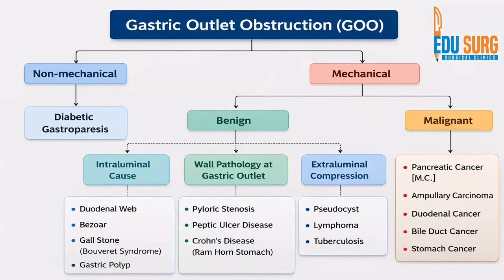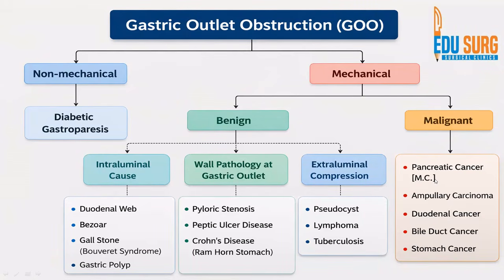So when it comes to causes of gastric outlet obstruction, and please remember this flowchart for your life as well as for your exam, something that is not clearly given everywhere. But the causes, as we discussed, are mechanical and non-mechanical. The non-mechanical example of a cause of gastric outlet obstruction is diabetic gastroparesis. When it comes to mechanical causes, it can be benign as well as malignant.